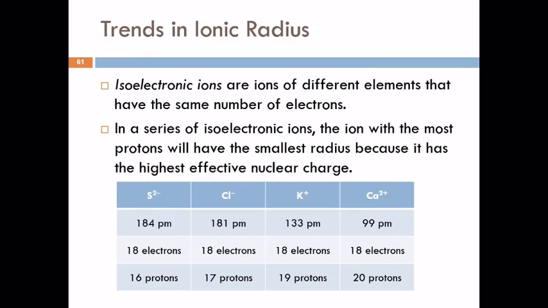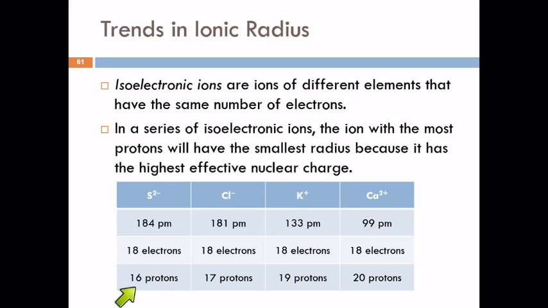Isoelectronic ions. We can have ions of different elements that have the same number of electrons. So these are 4 ions that are isoelectronic. They all have 18 electrons, and those will all be arranged in the same way. We can predict the size trend within this by looking at the nuclear charge.